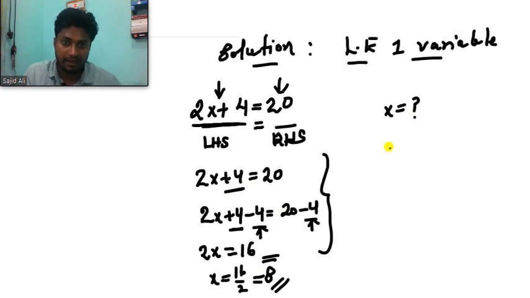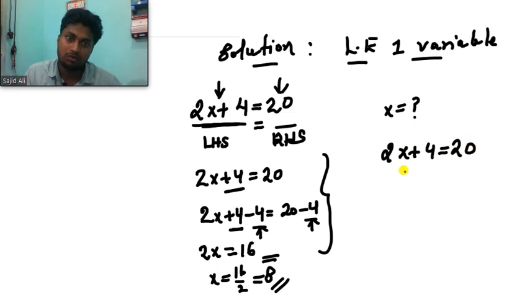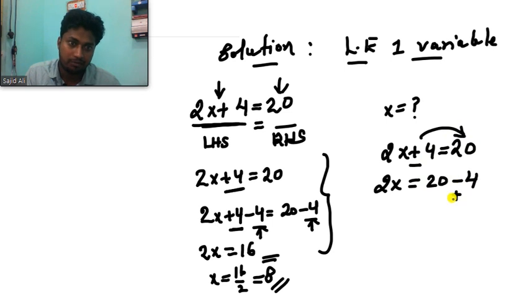Now the other method is, if I write here 2x plus 4 is equal to 20, there is a rule that while simplifying an equation, whenever a number is added on the LHS and it is transferred to the RHS, it will be subtracted from the given value in the RHS. So here it was plus 4, when it moves to RHS it becomes minus 4. If it was minus 4, it would have become plus 4. So keep that in mind. Since here it is plus, it will become minus.